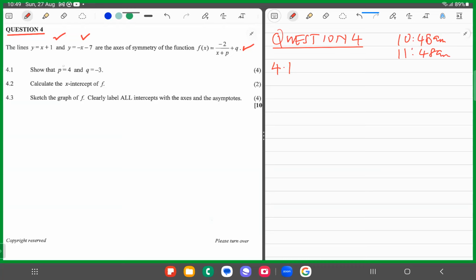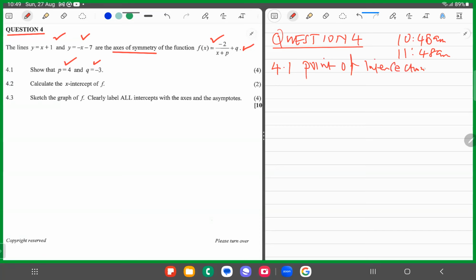Right. So we just showed at the beginning that P was 4 and Q was minus 3. Let's just show that again. We're given two lines, and these are the axes of symmetry of the function. The axes of symmetry actually intersect, so we're interested in the point of intersection.